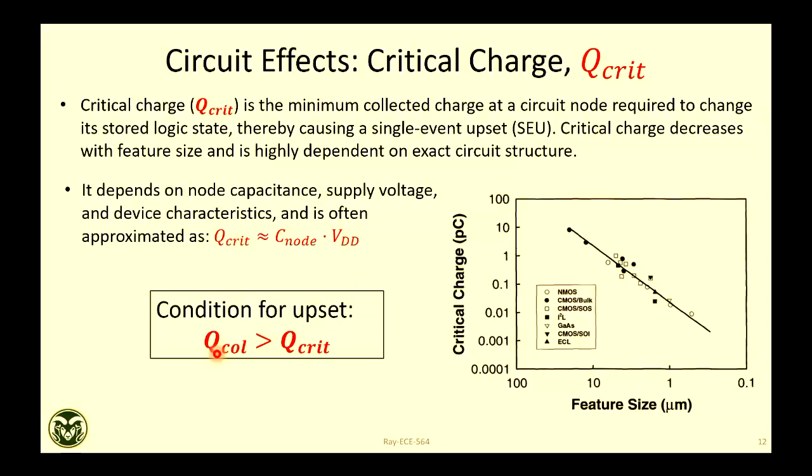Yes, your critical charge is going down, but what if your collected charge is also going down? Because collected charge depends on the thickness of the material. So as you make areas small, if you are also thinning down the substrate, then your collected charge can also go down. So the fundamental condition for causing an upset is that whatever charge you have collected should be more than the critical charge. Just making things small doesn't mean that it is becoming more and more sensitive to radiation. If your collected charge also goes down because of scaling, then you are fine. So we have to see whether this condition is satisfied; if it is, then you will see a memory upset.